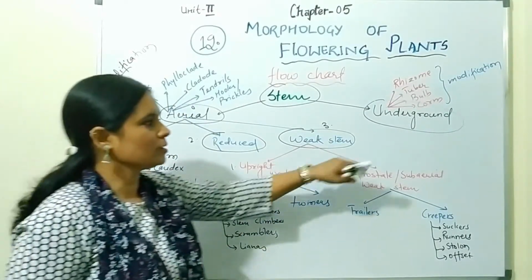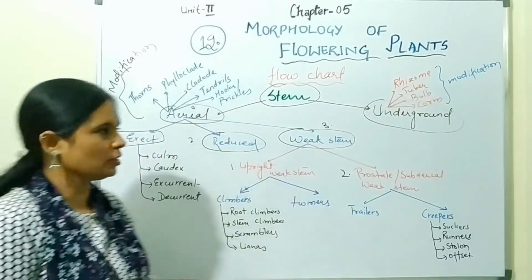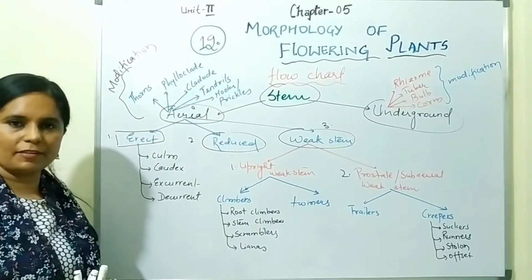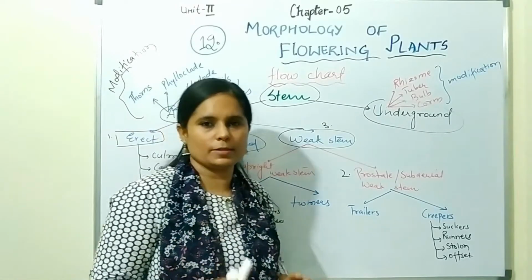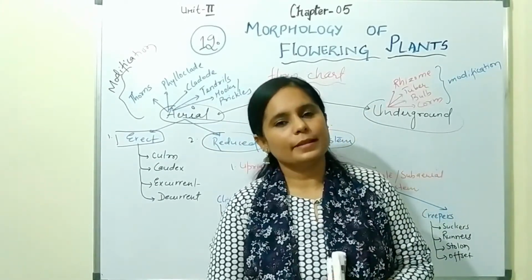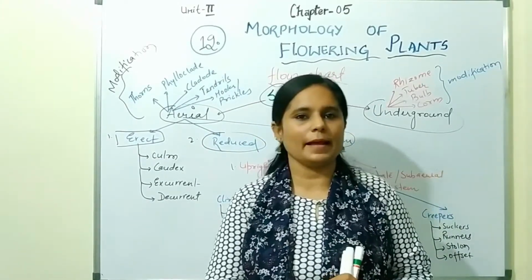Then if underground stem is modified, these are the modifications. If aerial stem is modified, these 5 are the modifications. So this is all about stem. From here I am ending the topic of stem. Then I will move into the next topic, that is the leaf.